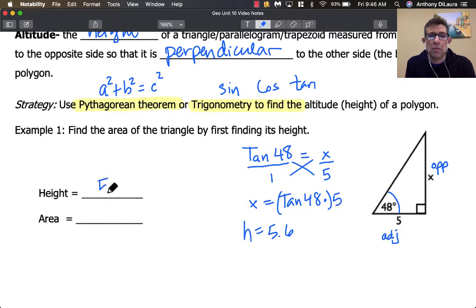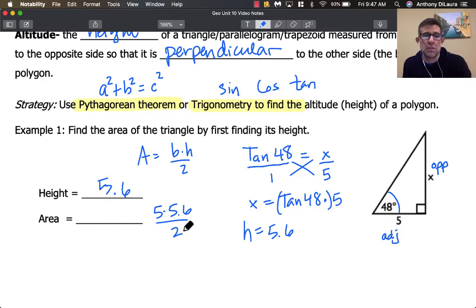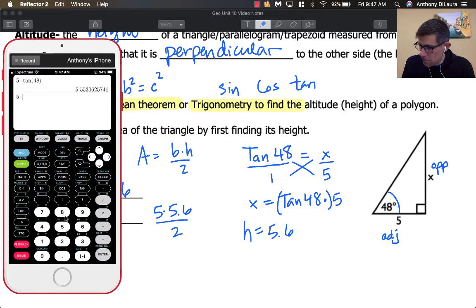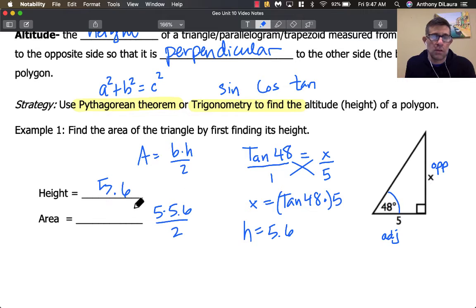And now we can go ahead and calculate the area, because we know our area formula is simply base times height divided by 2. So we have 5 and 5.6. Multiply them to each other and then divide that by 2. Again, we'll let our calculator do the work here. That gives us 5 times 5.6, we'll divide that by 2, and that will give us the area of 14 square units.